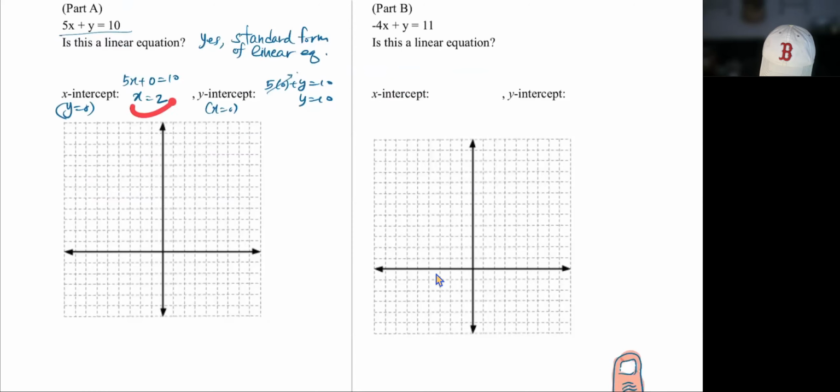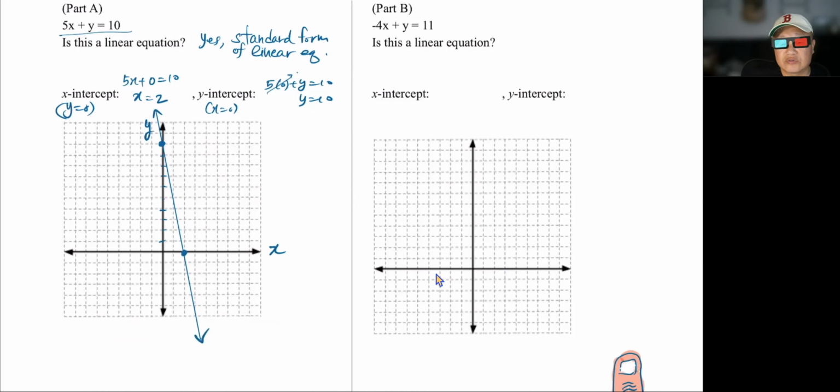So on the x-axis, we look for 2 right there. This is the y-axis, and we look for 10: 1, 2, 3, 4, 5, 6, 7, 8, 9, 10. Right there. And we're going to draw a straight line through those points. Let's move it into position slightly better. There you go, that's what it looks like.